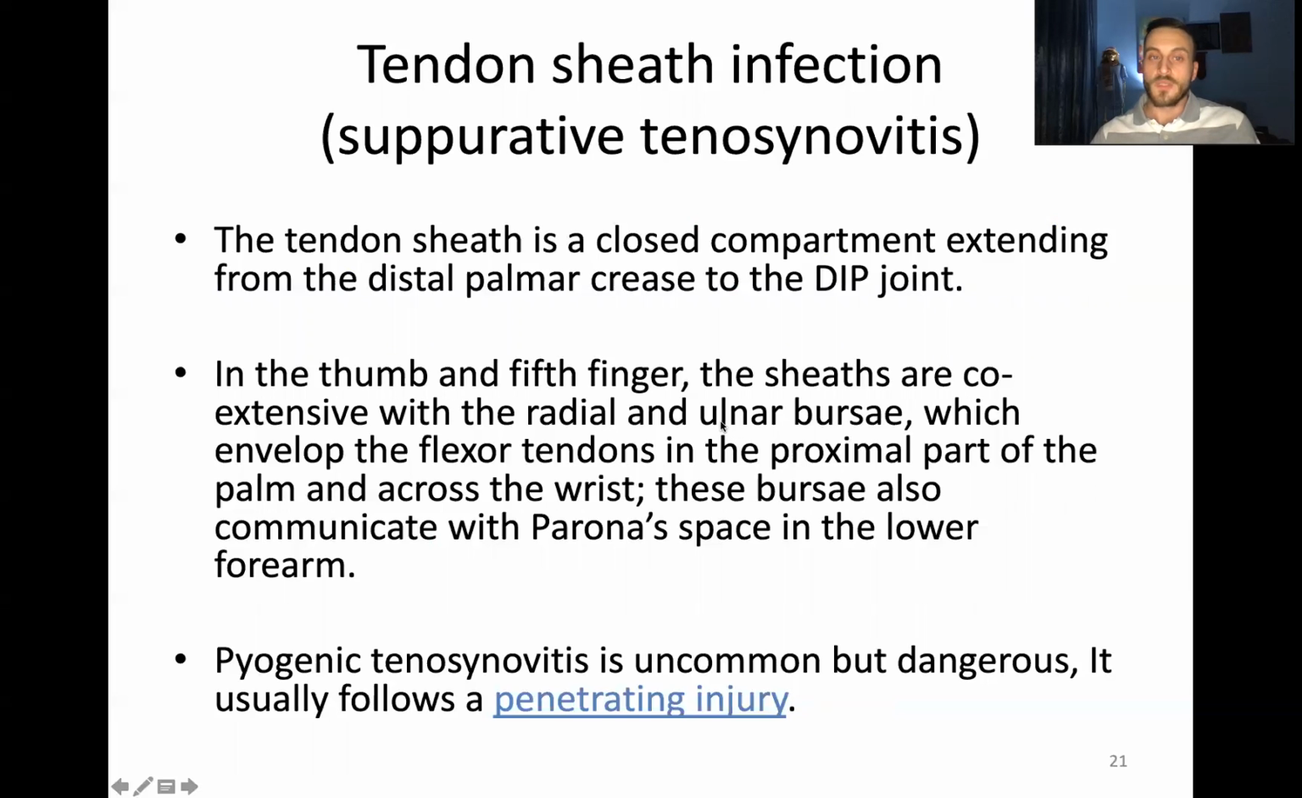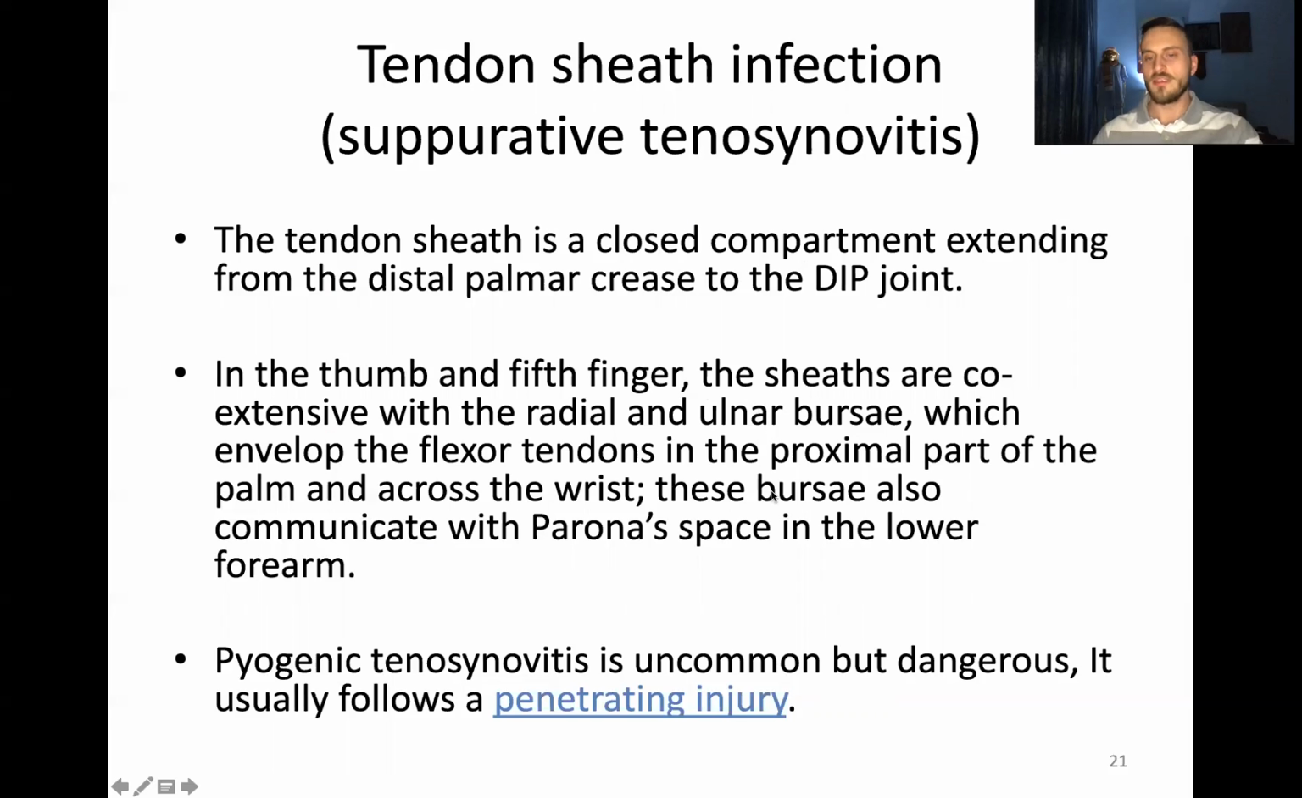Tendon sheath, very important. It's not very common, but it's very important. Suppurative tenosynovitis, because around the tendon there is a sheath and a synovium. So whenever the tendon is moving, there will be more inflammation, more pain, and there is infection, pyogenic tenosynovitis, which is infection by an organism. So the tendon sheath, the problem is a closed compartment. That's why it will be more painful and a good place for the bacteria to grow.